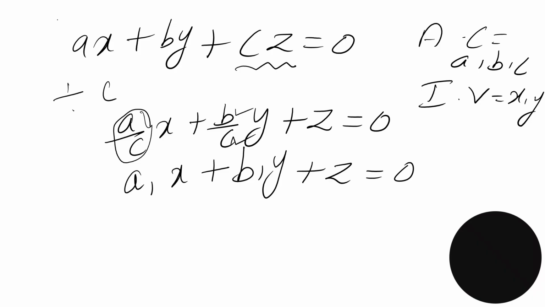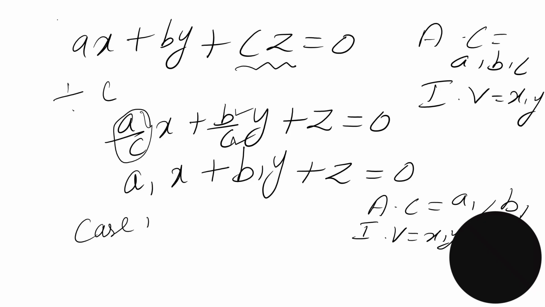So now how many arbitrary constants? a1, b1. What are the independent variables? x, y. Now apply case 1. a1 x plus b1 y plus z equal to 0. Call this equation 2.